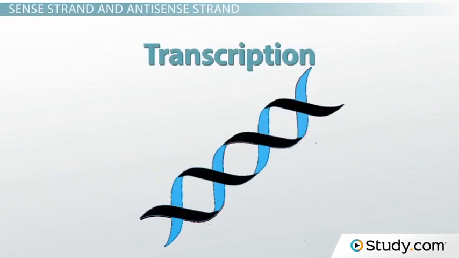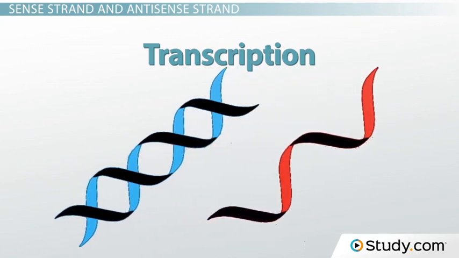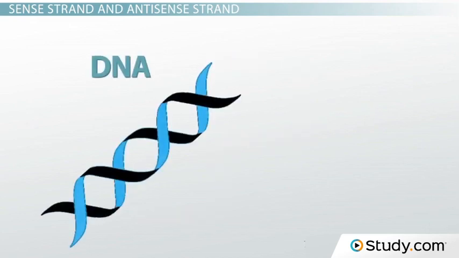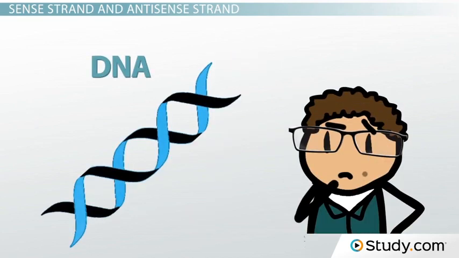Transcription is the copying of genetic information from the form of DNA to the form of RNA. Remember that RNA is a single-stranded molecule. It doesn't have a complementary strand like DNA does. It's only half a ladder, or a single strand of nucleotides. In order to make the RNA strand, we only need one of the original DNA strands.